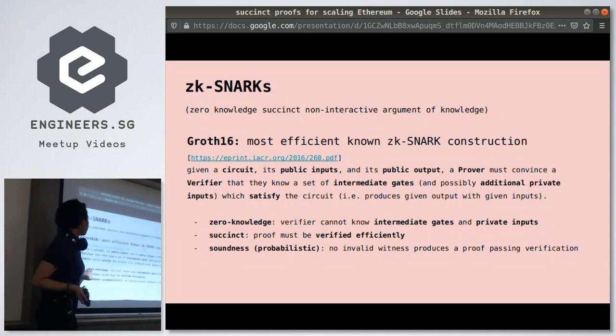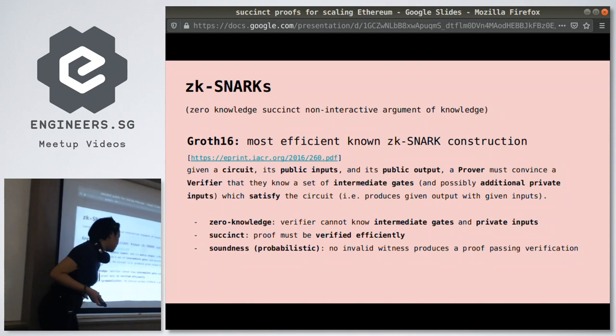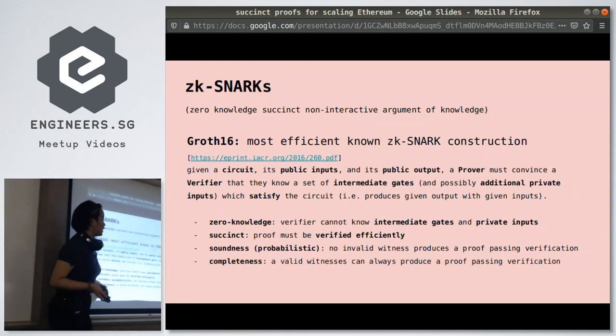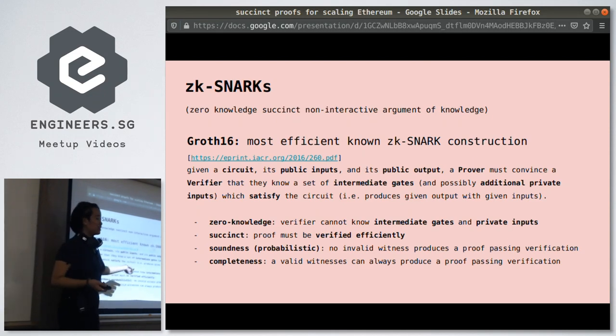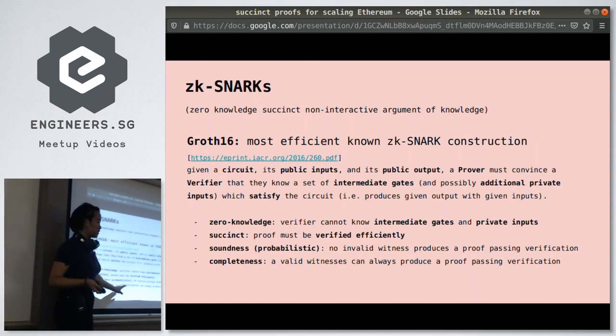It also has some other nice qualities. For example, zero knowledge, meaning that the prover can conceal however many inputs they want and still convince the verifier that their computation was valid. And this should also be sound, meaning that no incorrect proof should pass the verification. Of course, complete, meaning that a correct proof should always pass the verification. I will mention here that soundness is probabilistic in Groth 16 and in most zero-knowledge constructions. This is because of some information theoretic magic, we'll go into it later. Meaning that there is an arbitrarily small chance that an incorrect witness can still pass the verification.